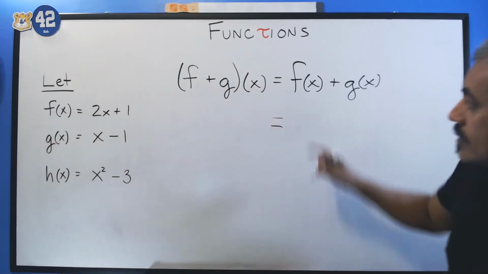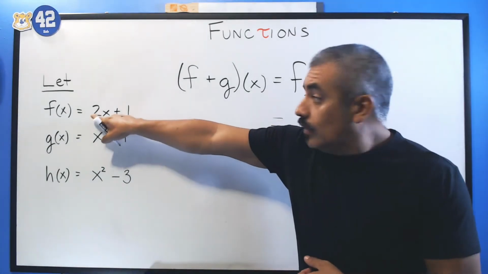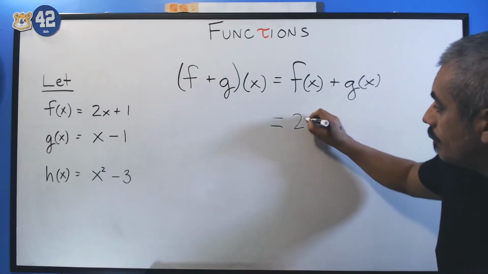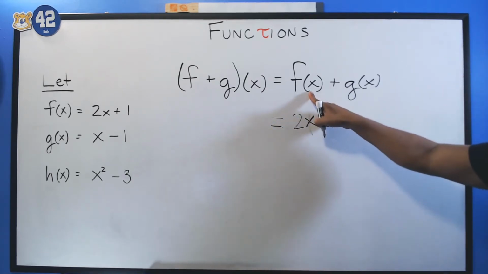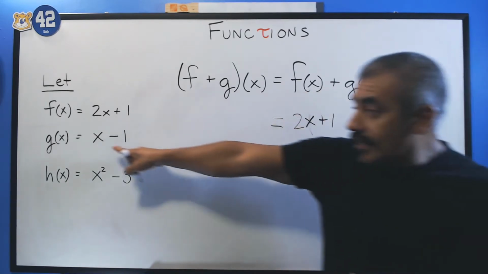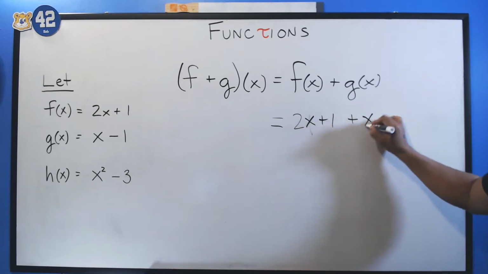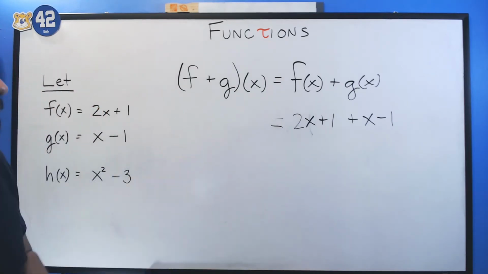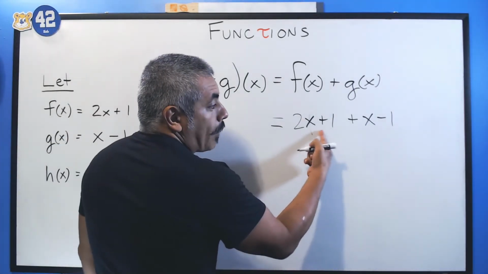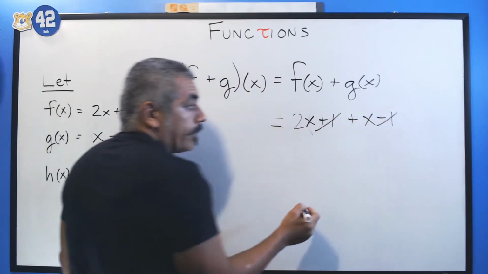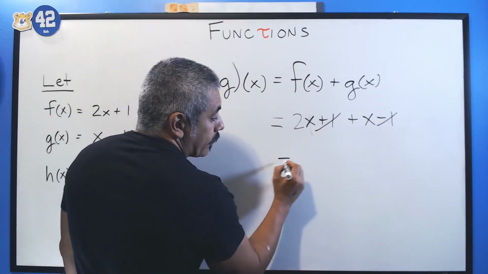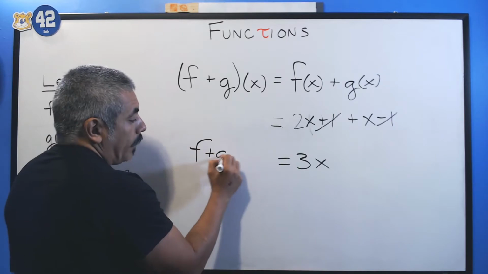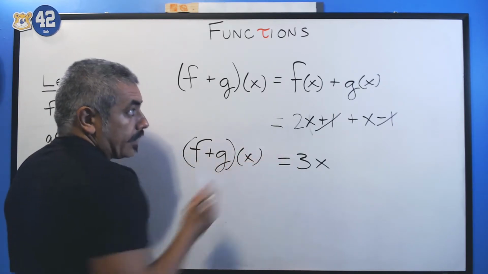We're going to say equals. Now in our case, f of x equals 2x plus 1. So we're just going to say 2x plus 1. That's our f of x. And plus g of x, the next one is just x minus 1. So we say plus x minus 1. And the last thing we're going to do is combine them. Combine like terms and simplify. So now we have a positive one here, a negative one here. This cancels out. And then we have a 2x and an x, so we get 3x. So we have equals 3x. And now we say that f plus g of x is 3x.